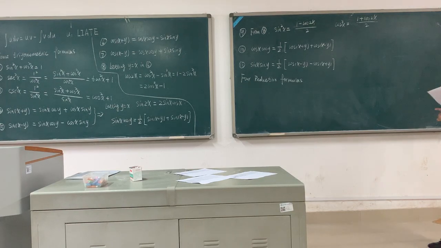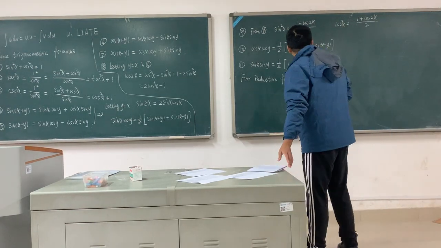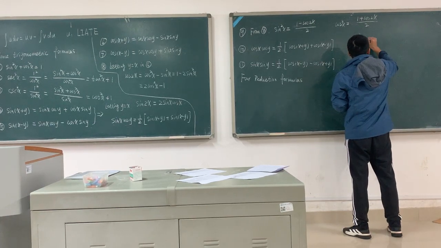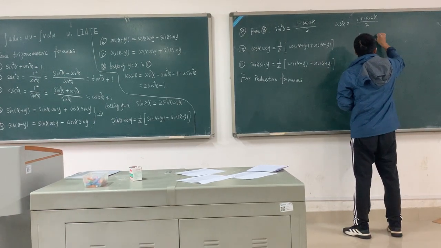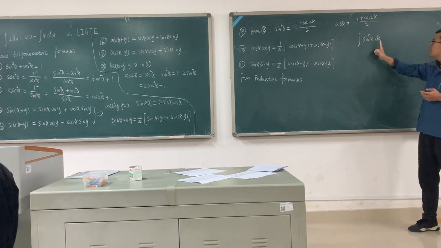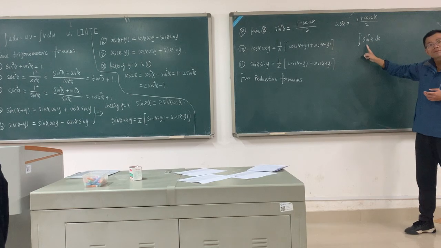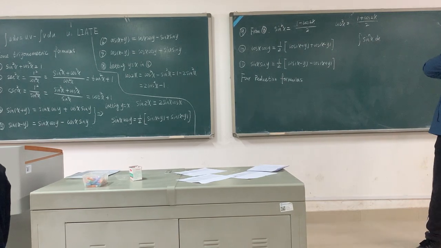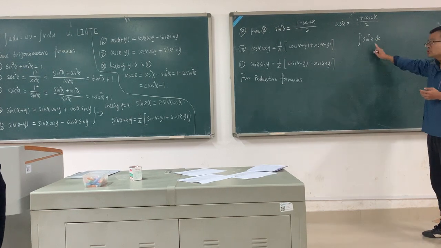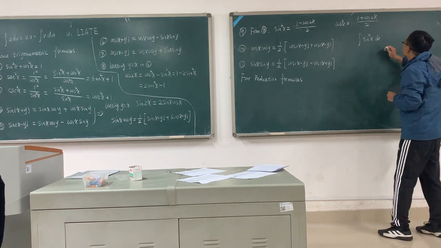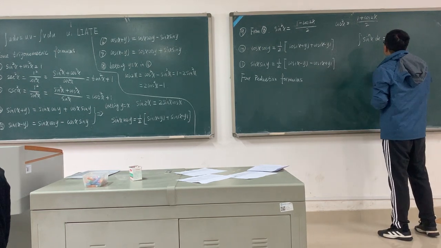So the first one means the antiderivative of sin x to the nth power dx. The antiderivative of sin x to the nth power. For this one, we will use integration by parts.